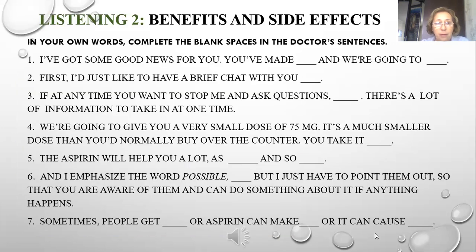Here are some sentences from the conversation, and we should think how to complete the gaps, the blank spaces in each statement, with your own words. I will give you 5 minutes to read the sentences and think about what is missing and what we can write in the gaps in each sentence. So please make notes, do it individually, in 5 minutes.